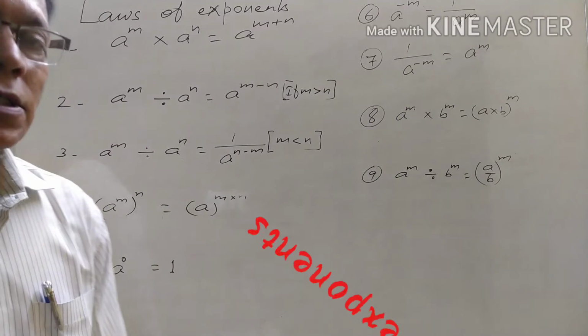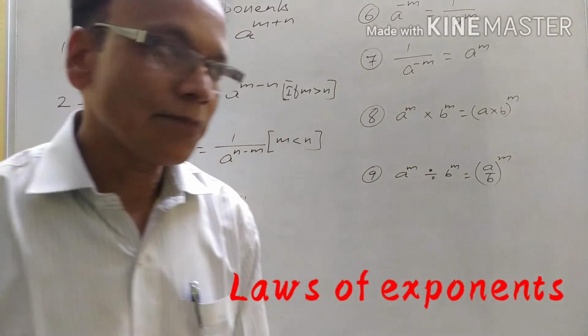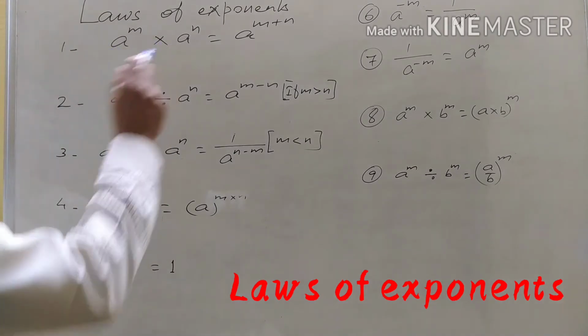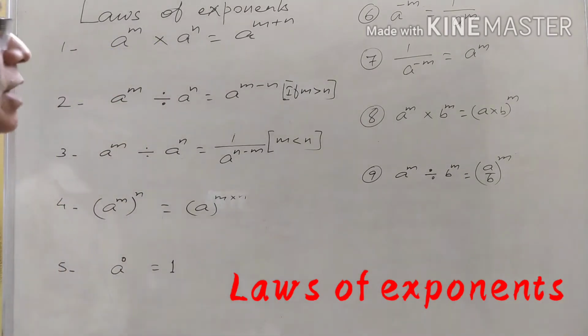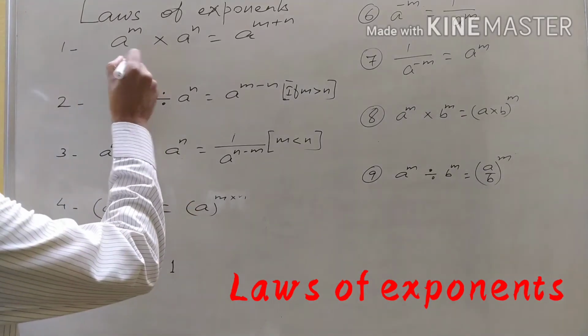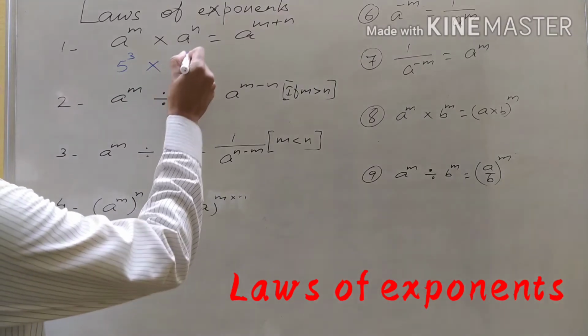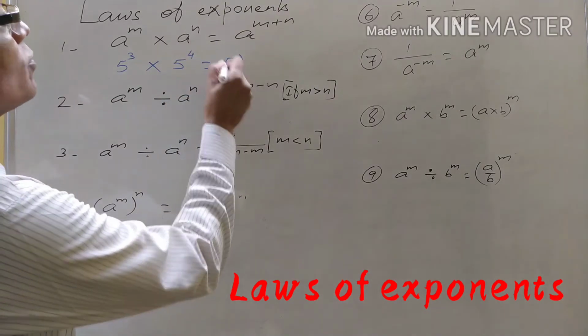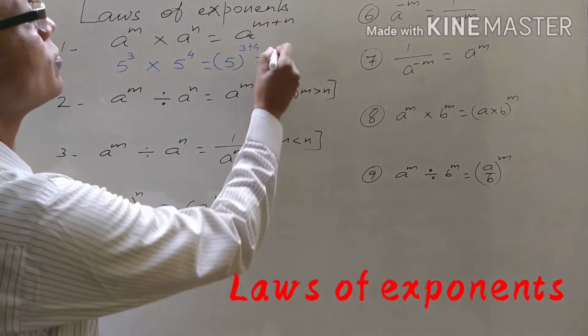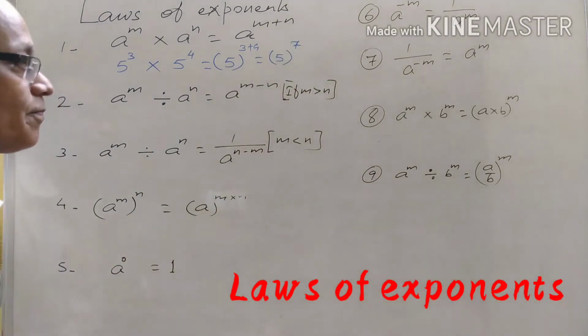Now today we will discuss the laws of exponents. The first one is a to the power m into a to the power n equals a to the power m plus n. For example, 5 to the power 3 into 5 to the power 4 becomes 5 to the power 3 plus 4, so it is 5 to the power 7.